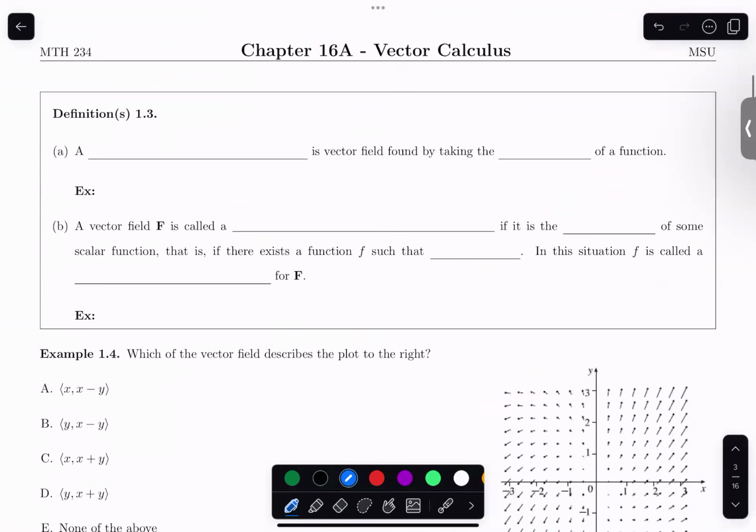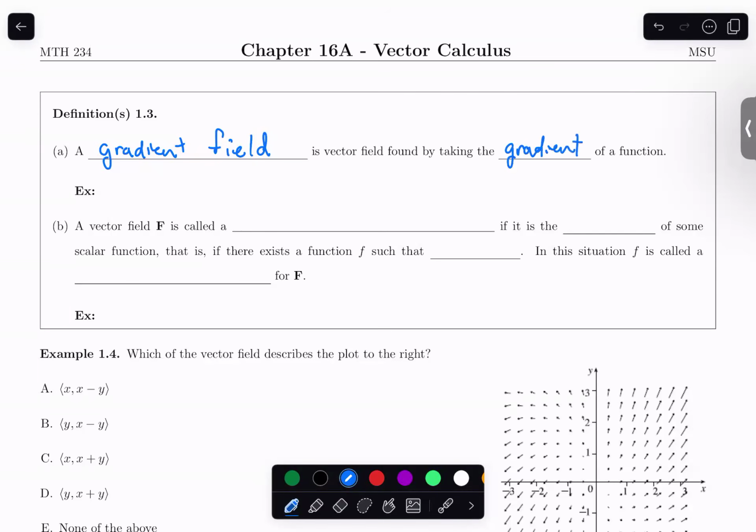And with this, we get a few definitions, because this is the nicest form of vector fields that we have so far. So we're going to call these things gradient fields. A gradient field is a vector field that is found by taking the gradient of a function. Let me do another example here. If I have the function x times y, then the gradient of f, well, if I take a partial derivative with respect to x, I'm going to have 1y. And if I take a partial derivative with respect to y, I'm going to get x times 1. So here's an example of another gradient field.